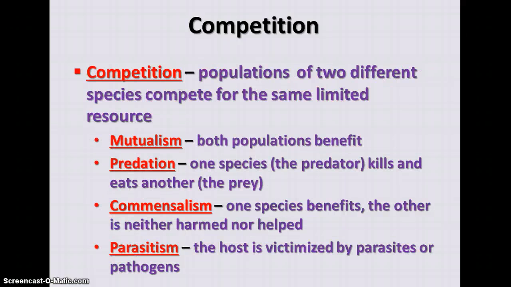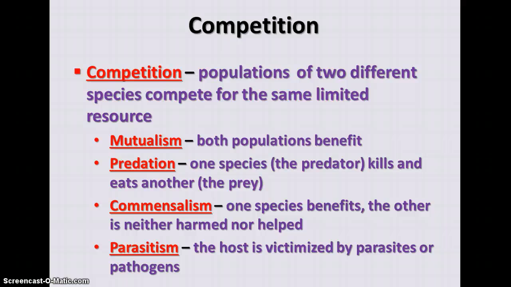Here are some definitions for you for competition and the various kinds of competition, which include mutualism, where both populations get some good out of the relationship; predation, where you have one species, like the lynx, that kills and eats the prey, like the snowshoe hare; commensalism, where you have one species that gets some good out of the relationship and the other is neither harmed nor helped; and then you have parasitism, where the host is victimized by parasites or pathogens.